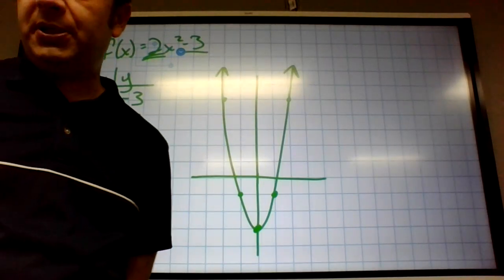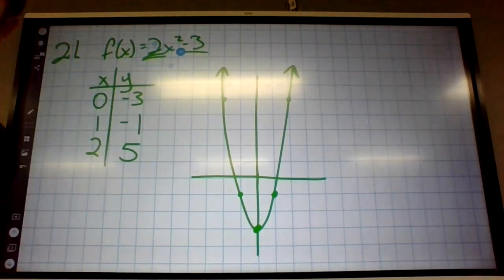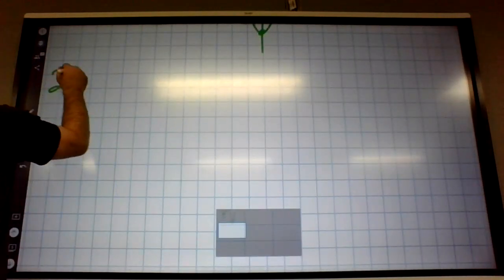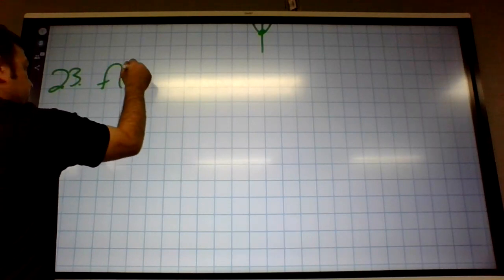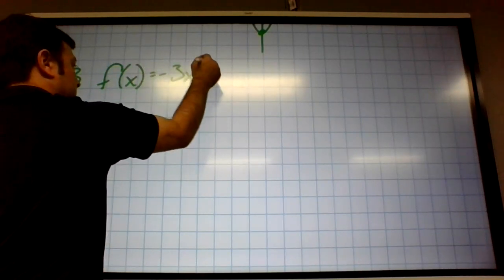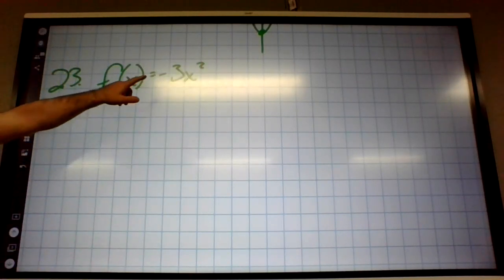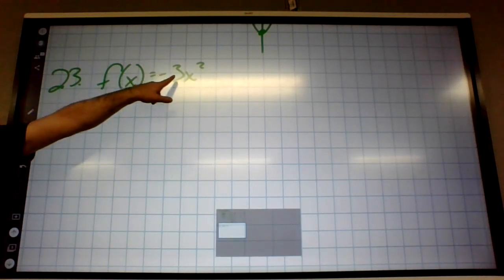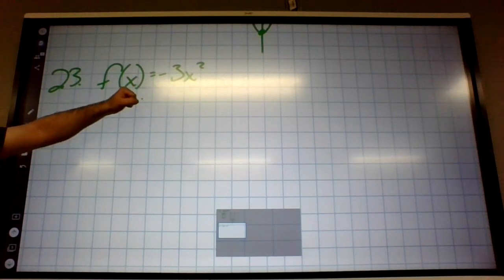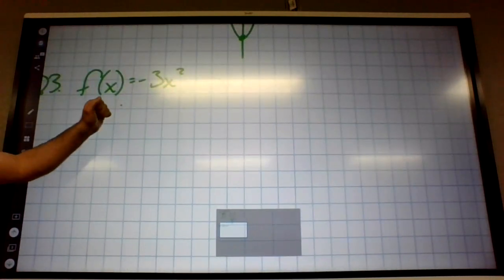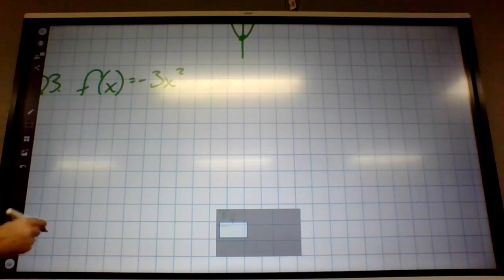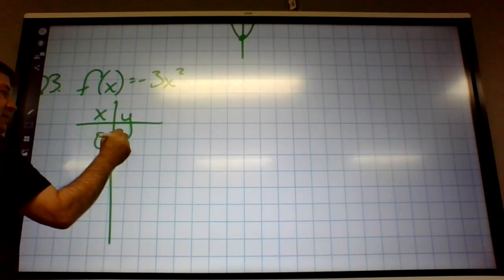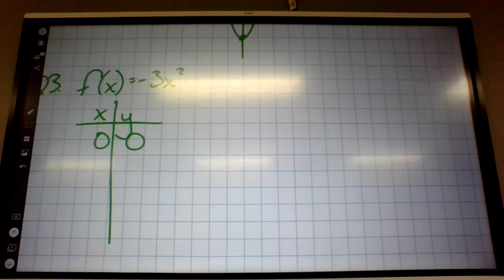All right, 23. I don't know if I can fit this on a graph. F of x equals negative 3x squared. Okay, what does the negative do? Makes it upside down. What does the 3 do? Makes it steep. So it's going to go down very quickly. But the vertex has not moved. So it starts at 0, 0.